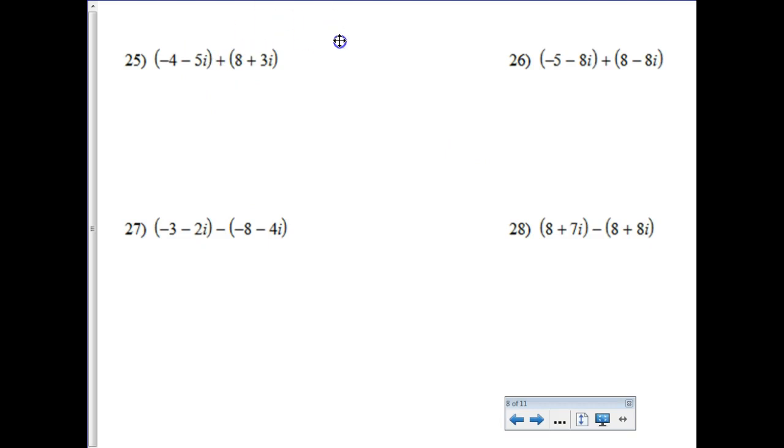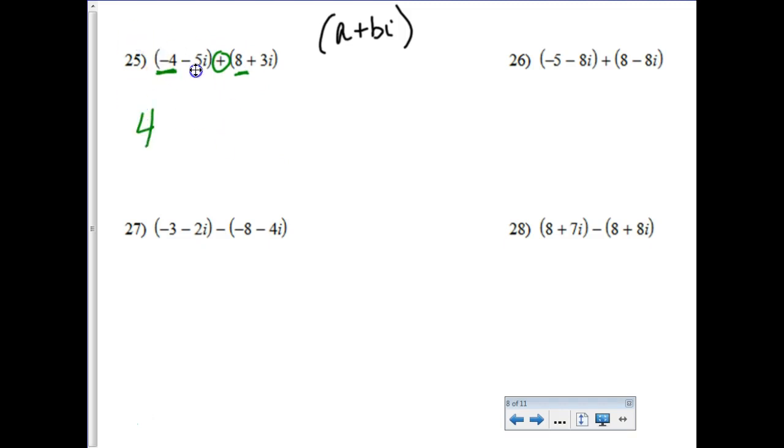All right, here you're adding 2 complex numbers together. So remember, a complex number is in the form a plus bi. So a real part plus an imaginary part. And when you're adding and subtracting, real parts can add with real parts. So you have a negative 4 plus an 8 for real parts. So negative 4 plus 8 is 4.